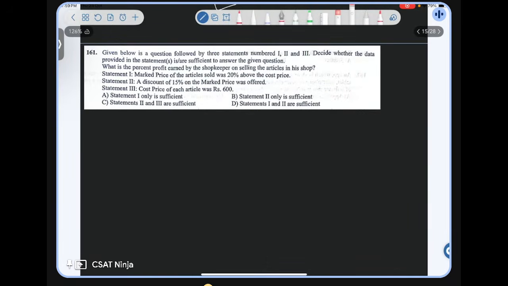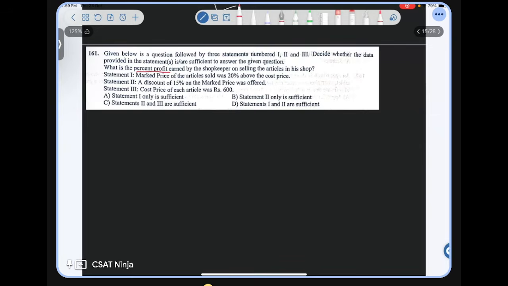Now the next question here is, what is the question here? What is the percentage profit? Okay, it is based on profit and loss. What is the percentage profit earned by a shopkeeper on selling an article in his shop? So we are asked to find the profit percentage on selling an article in his shop. So nothing is given in our question. Let us start with statement number 1.